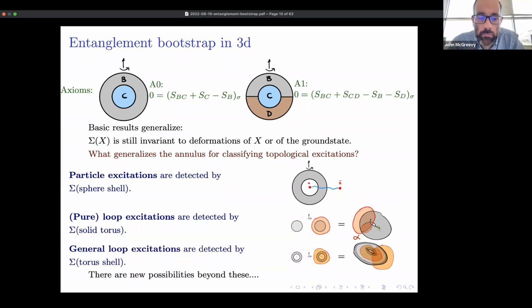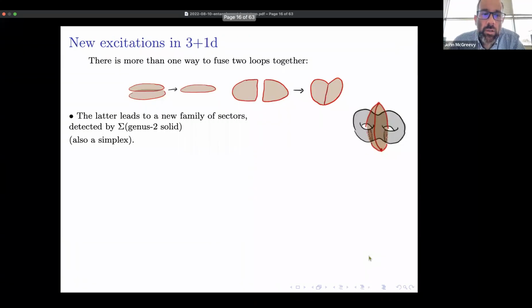There are some more general excitations. For example, we can consider the information convex set of the torus shell, which is sort of a combination of 2 loops and some particles. But there are actually much more different excitations in 3 dimensions beyond these. For example, you can think about there are 2 ways to fuse together 2 loops. One is just to put them on top of each other, but a more interesting thing is to fuse them along some segment here to produce something where the excitation is shaped like a graph. And this leads to a new family of sectors, which are detected by the genus 2 handle body.